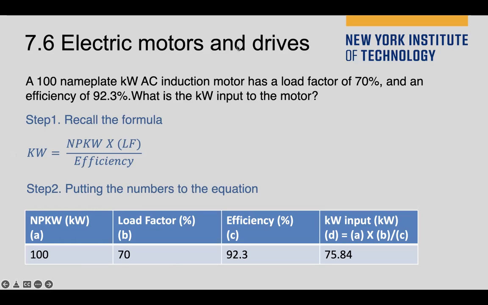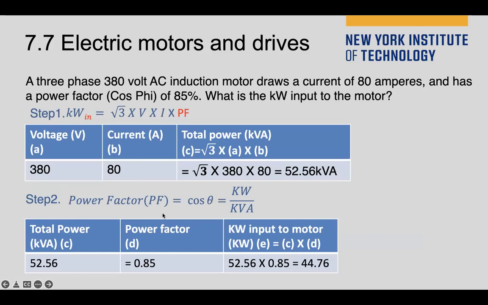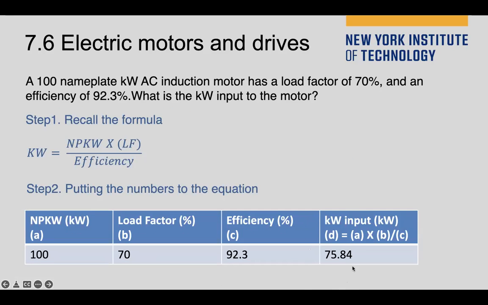So just putting in the numbers, load factor 70%, efficiency 92.3, and the nameplate power is 100 kilowatt. Put the numbers here, and we can obtain the power input. Okay, which is not very difficult.